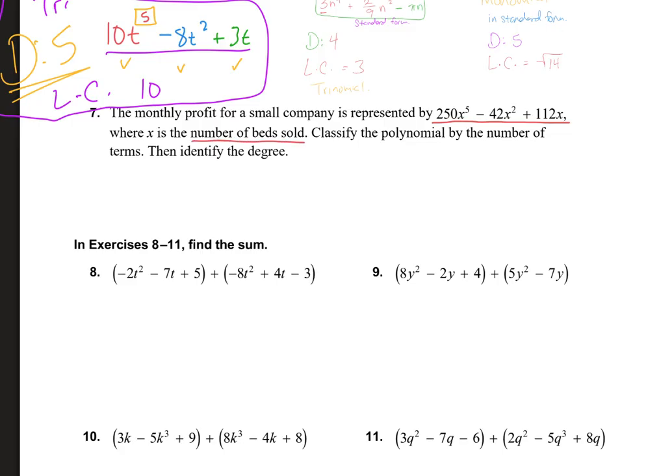Classify the polynomial by the number of terms, then identify the degree. So, by the way, this word problem has almost nothing to do with doing the problem. In fact, they kind of suckered me. I was starting to solve, but no. So the number of terms, this is a trinomial because it has 1, 2, 3 terms, and the degree is 5 because of that 5 right there.